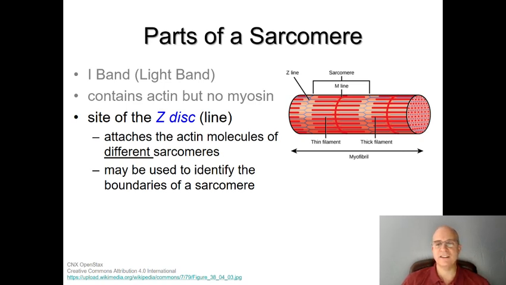Here's something else that's kind of important to us. So if you find the Z line, find two of them. So here's a Z line here. Here's a Z line here. This identifies the boundaries for a single sarcomere. So we call a sarcomere the area in between the Z lines.